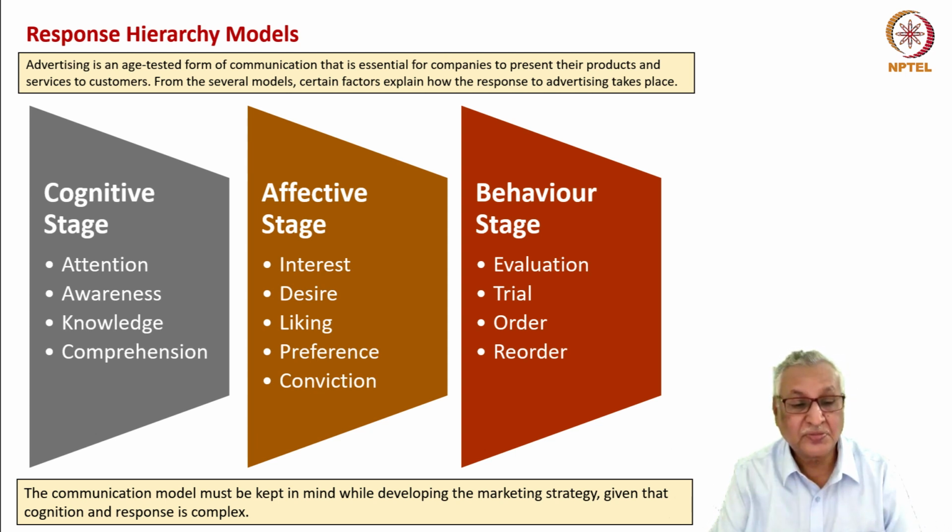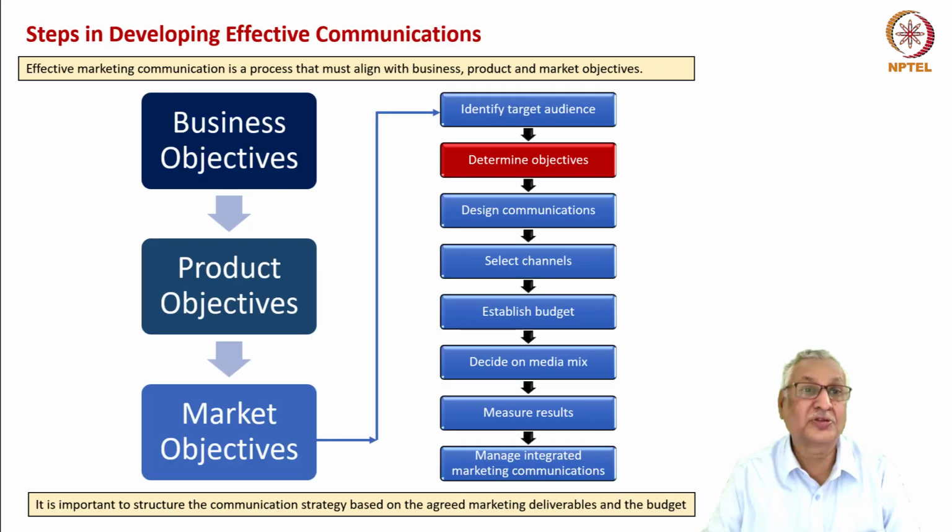This communication model must be kept in mind while developing the marketing strategy, given that cognition and response is complex. What you want to achieve in one stage cannot be expected to be achieved with the same kind of advertising approach in the other stage. So it is important, therefore, to understand where the company lies in terms of its stage requirements and what is the message that the company would like to give to the consumers.